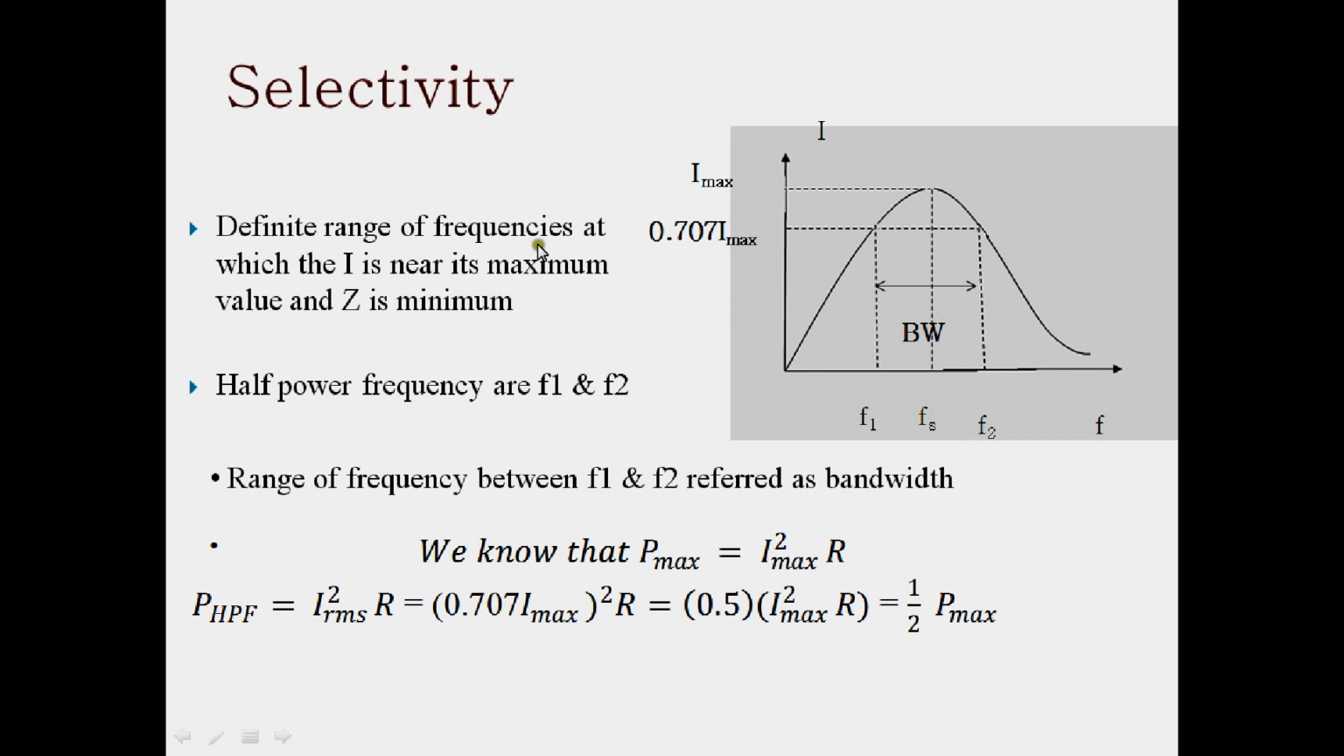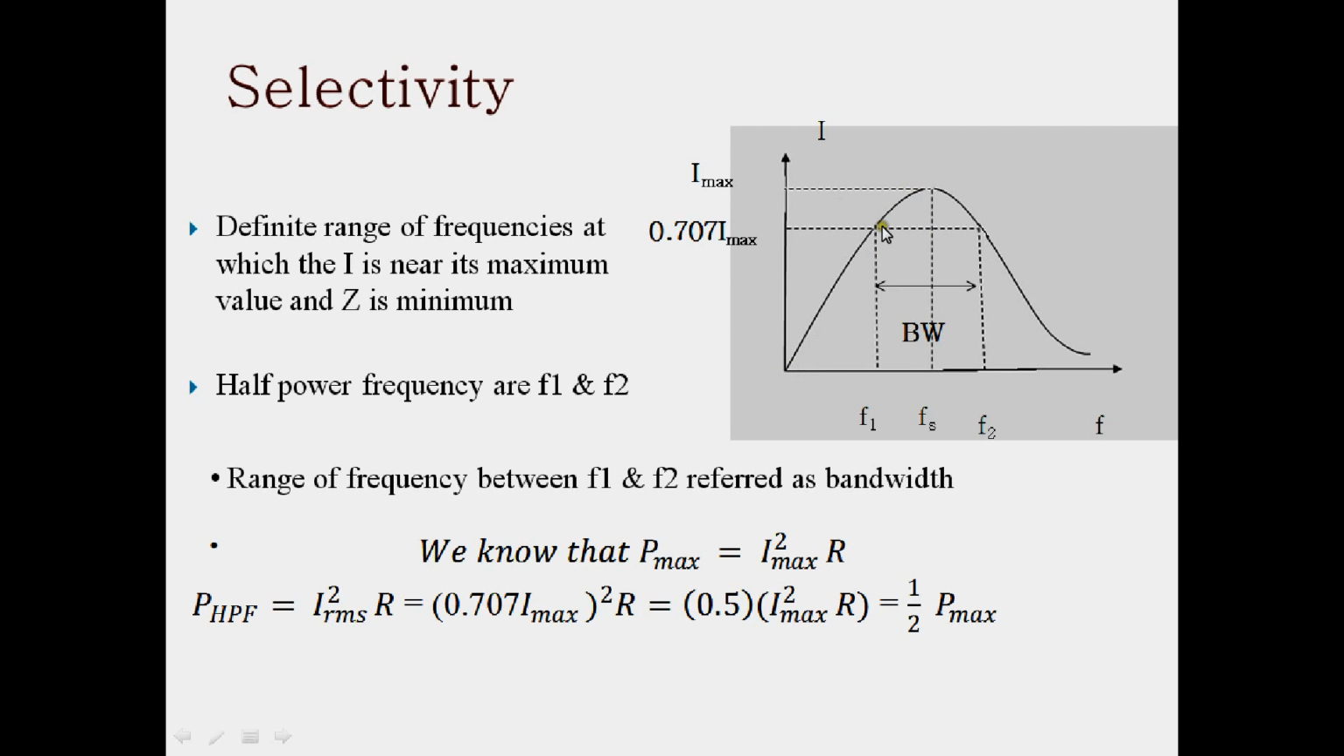The definite range of frequency at which I is near its maximum value and Z is minimum is called the half power frequency. These are the definite frequencies, F1 and F2. If you observe this graph from 0 to Fs, the graph gradually increases because Z total is R plus j(XL minus XC), squared.